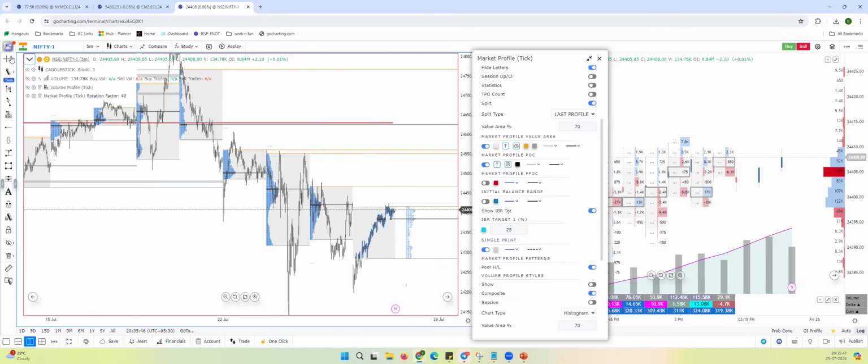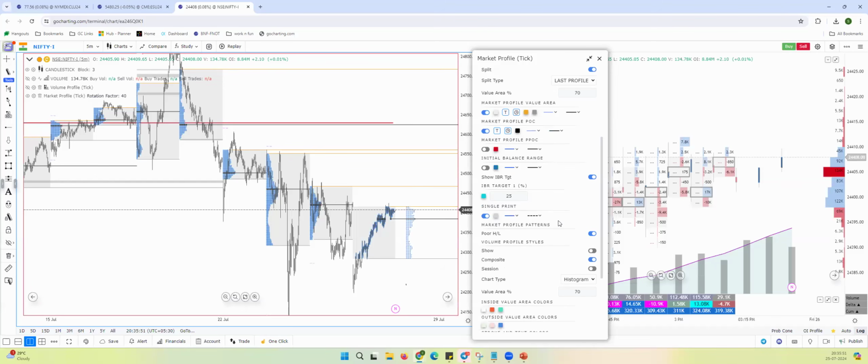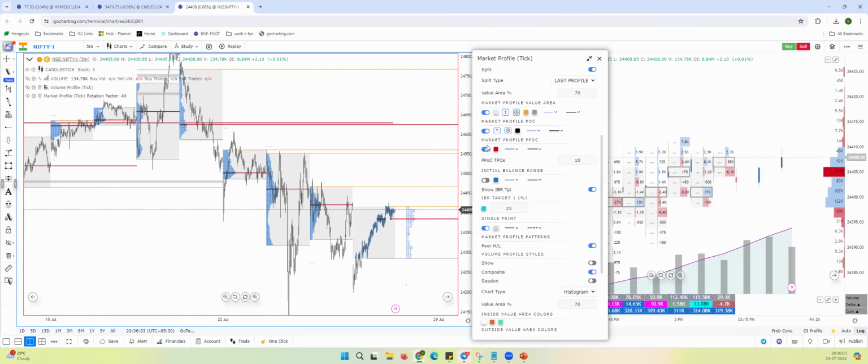there's something called the prominent POC, which is basically where, if there are multiple POCs concentrating in a region, this is called a prominent POC. Basically, if multiple POCs are concentrated in a region, you can highlight it as a prominent POC. So a prominent POC has more weightage compared to the normal POC, because more volume has traded here.